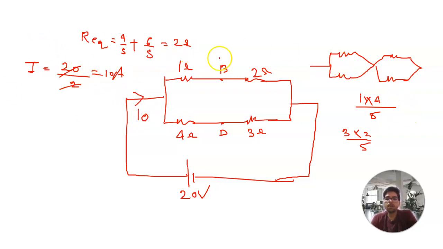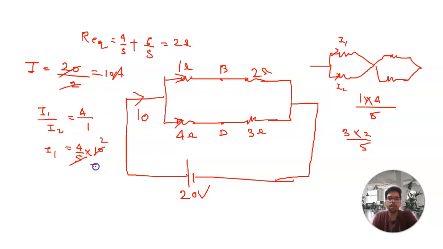Since the voltage across these is equal, tell me how much current will be here? I1 and I2. Simply, this is 1 and this is 4. So I1 by I2 will be how much? 4 by 1. I1 will be 4 by 5 multiplied by the total current 10. So 4 by 5 times 10, I1 is 8 ampere. If this is 8 ampere and this is, not 6, it is 2 ampere.